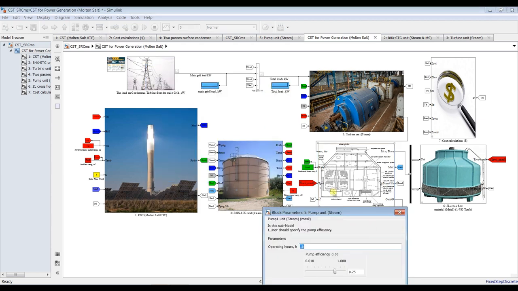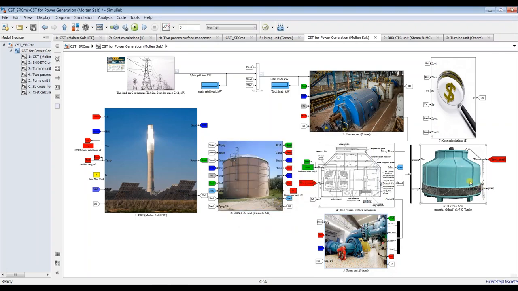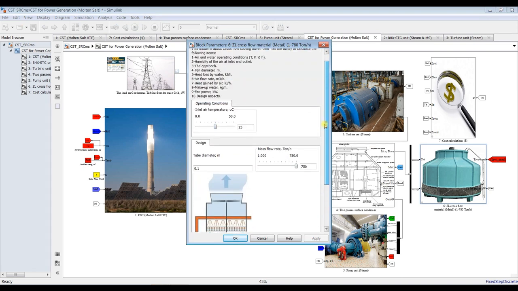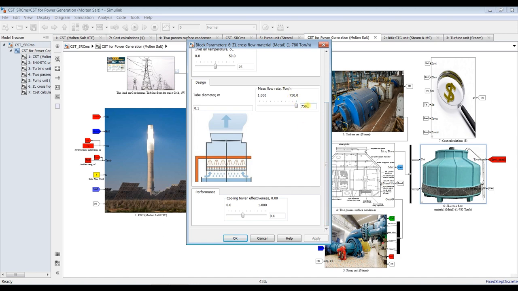For pumping unit, we need to adjust efficiency of the pump, mechanical efficiency. For cooling towers, it's another matter. What is your air temperature? What is your cooling load? Number of hours. So I will go for the maximum because my intention is to run my model based on high rate of expectations.